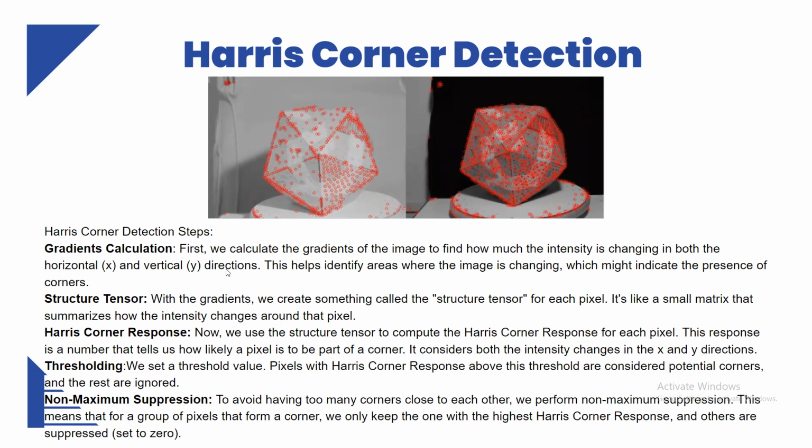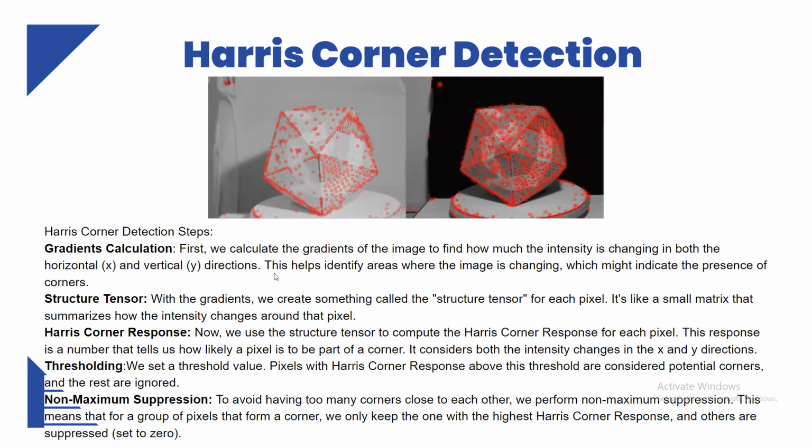First there's a gradient calculation to find the intensity changes in both the horizontal and vertical directions. Then there's what we call the structure tensor, in which the gradients create a structure tensor for each pixel. It's like a small matrix that summarizes how the intensity changes around that pixel. Then from there comes the Harris corner response. It's a number that tells you how likely a pixel is to be part of a corner.